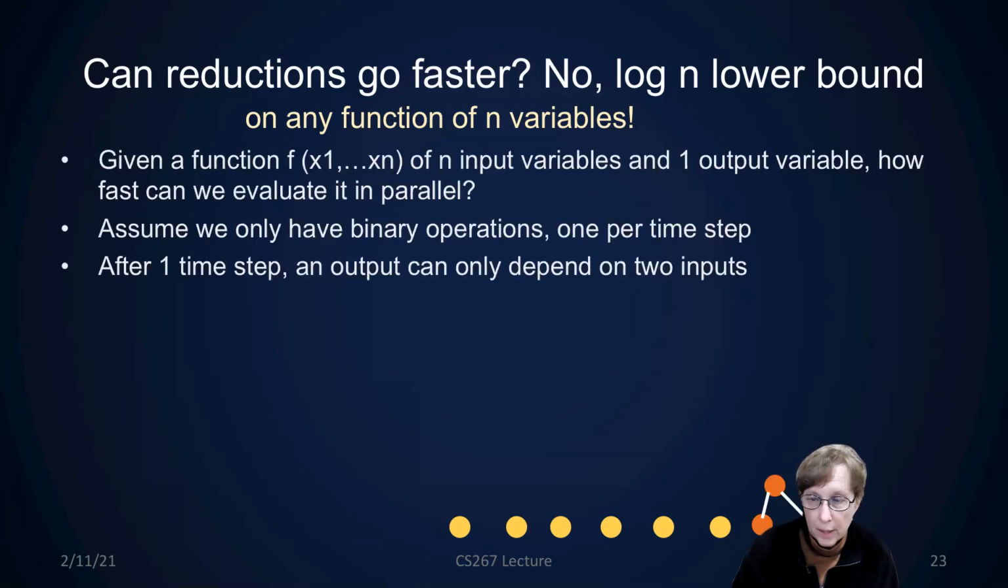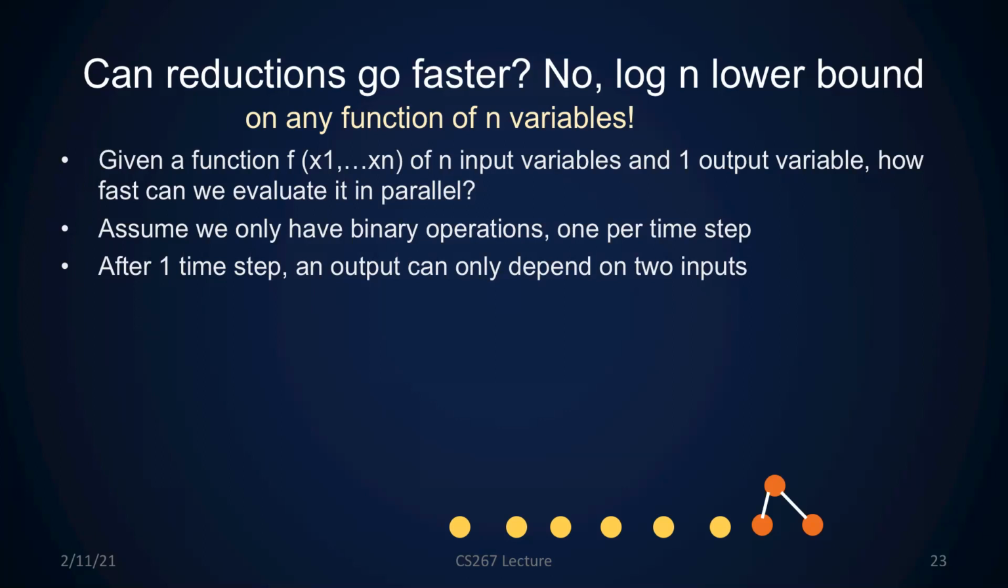And so after one step, we could have one output here, which is just the output of 2 of the input values. Now we can do a bunch of those in parallel. We've got an unbounded number of processors, and that's fine.